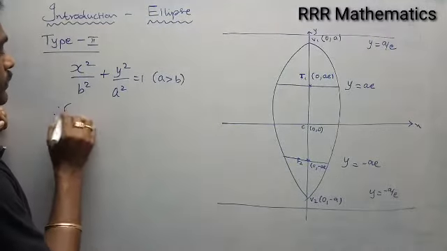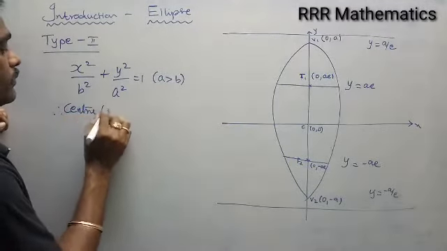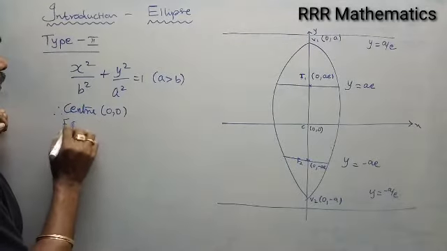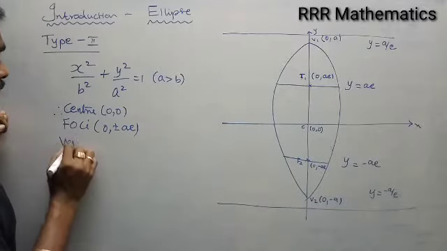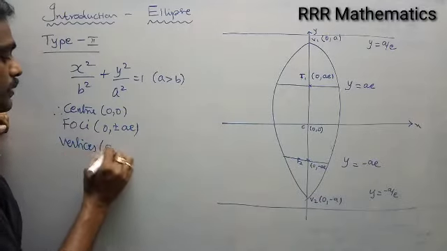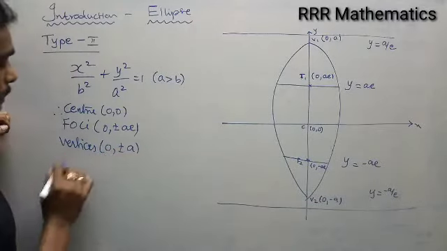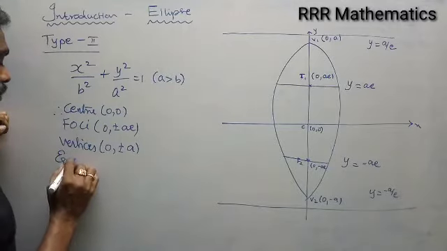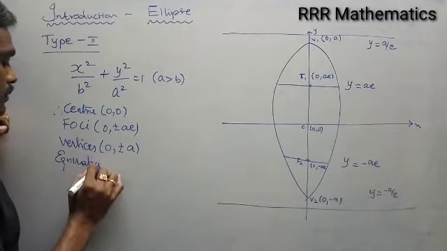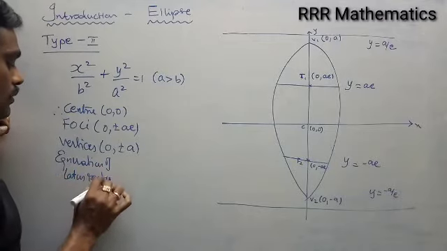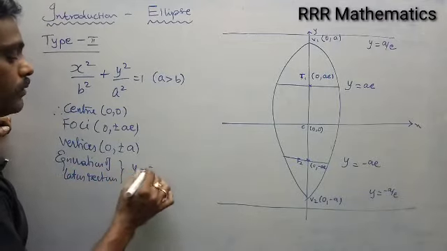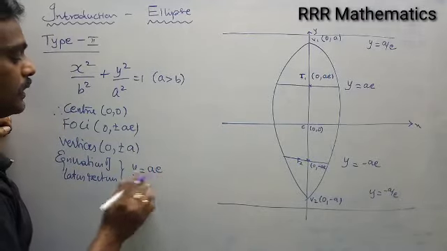Therefore, your center will be 0, 0. Your foci will be 0, plus or minus ae. Your vertices will be 0, plus or minus a. Your equation of latus rectum, y equal to plus or minus ae.